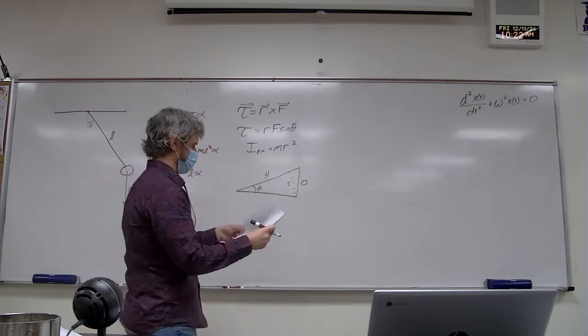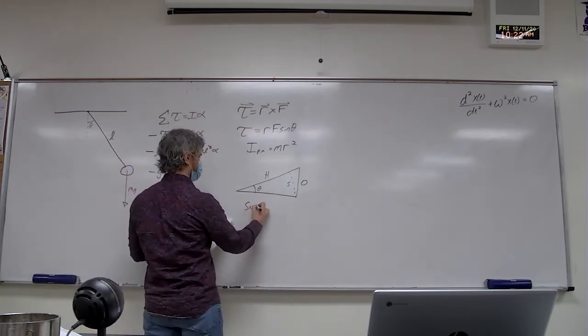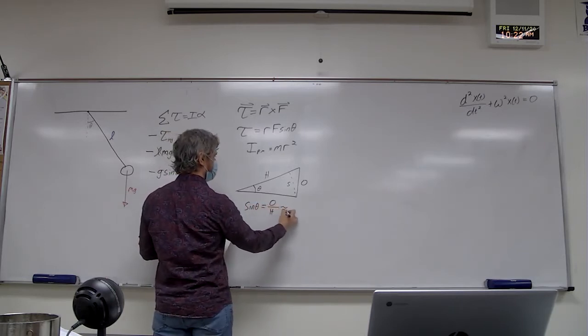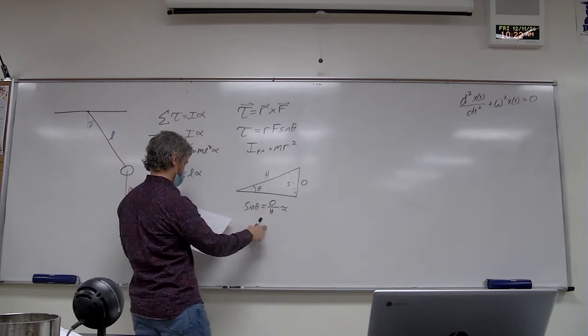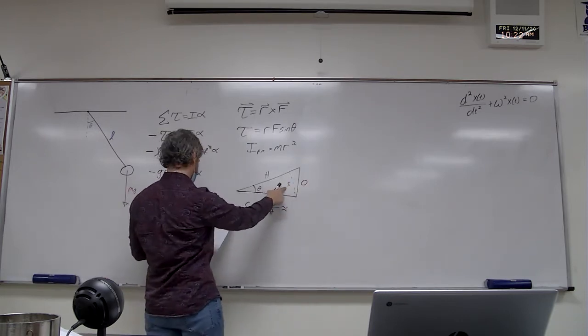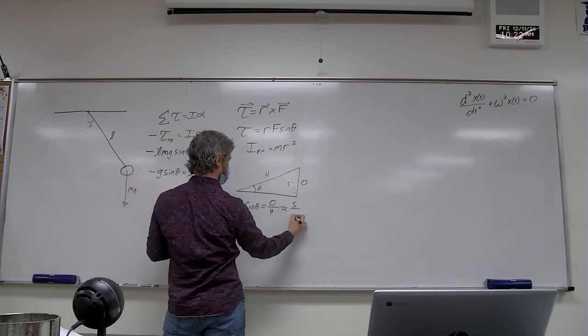That's how we did that one, right? Yeah. The sine of theta is equal to the opposite over the hypotenuse. For small angles, the opposite side is about the same size as S. So it's approximately equal to S over the hypotenuse.